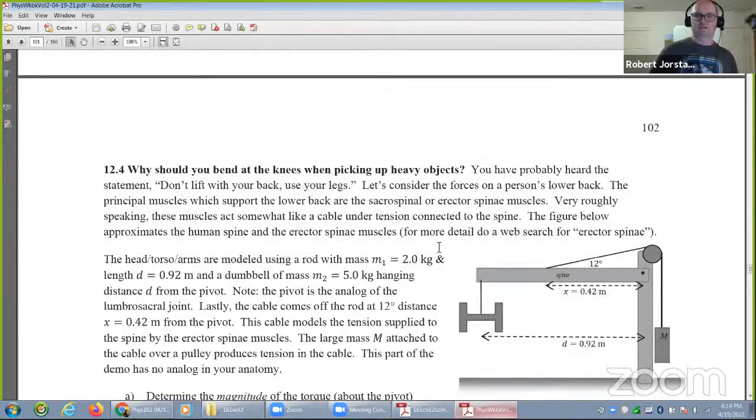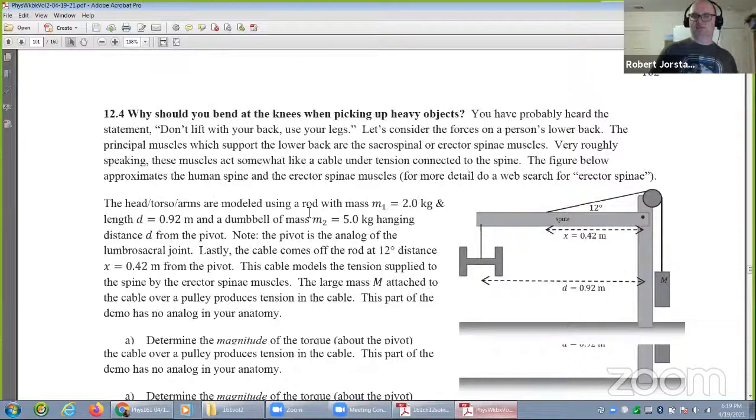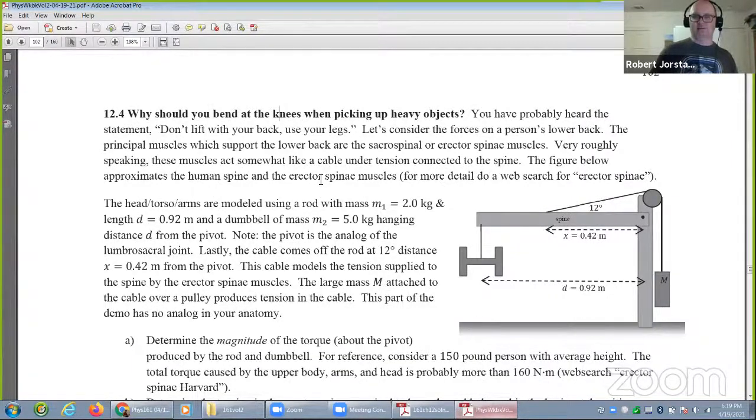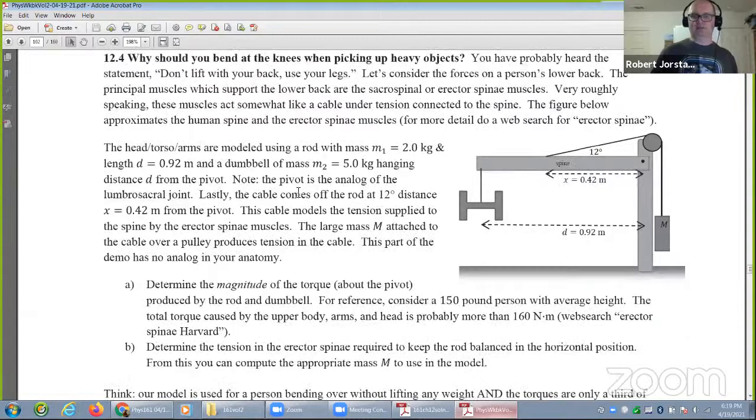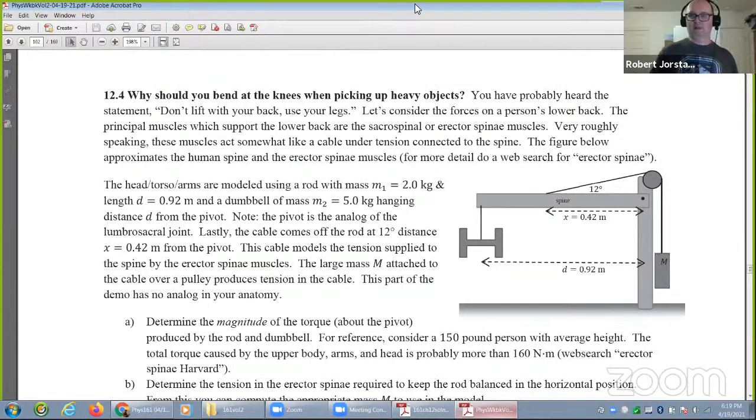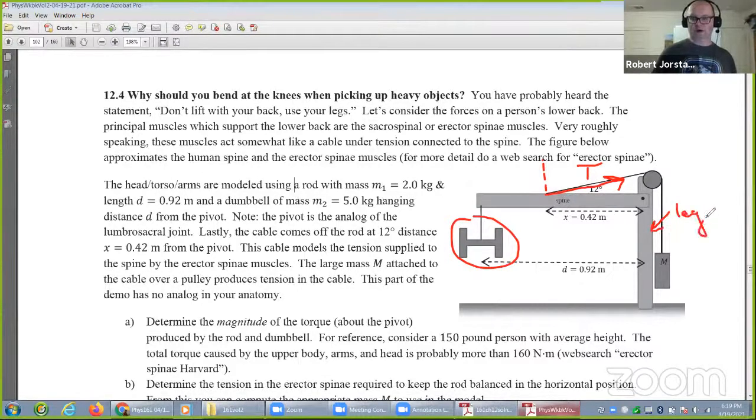Here's another one. Why should you bend at the knees when you're picking up heavy objects? Now, normally I bring in this demonstration to the classroom, but this one is extremely heavy and difficult to move. So I'm just going to skip to the result here. If you think about it, this tension's at a really big angle, right? From 90 degrees. So there's very low torque for the amount of tension you get. And so if you bend over, you could imagine this would be like your legs. It's a really crude model. And this is your back or your spine. And these are the muscles called the Erector Spinae.